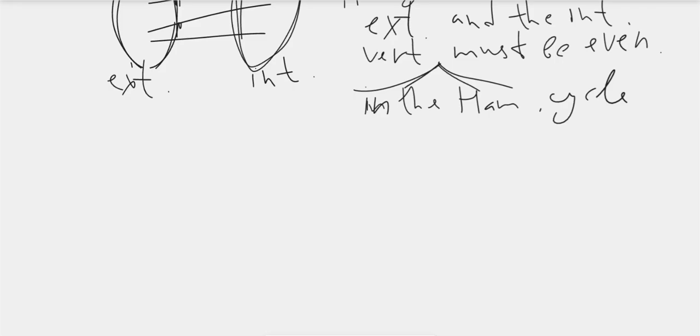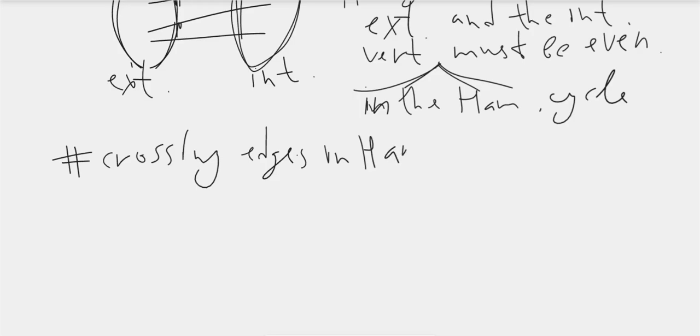So there are only 2 cases. Either the number of crossing edges in the Hamiltonian cycle is equal to 2 or it is equal to 4. There are only 2 possibilities. So let's consider these cases separately.